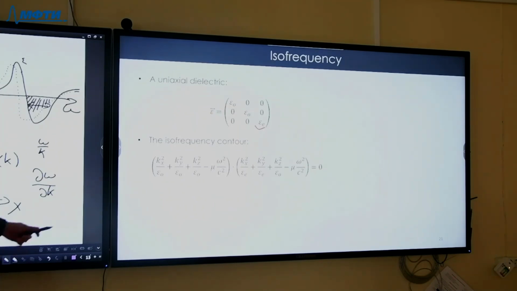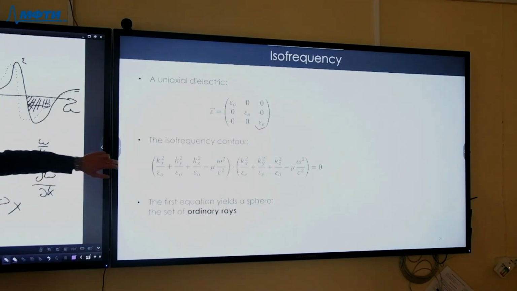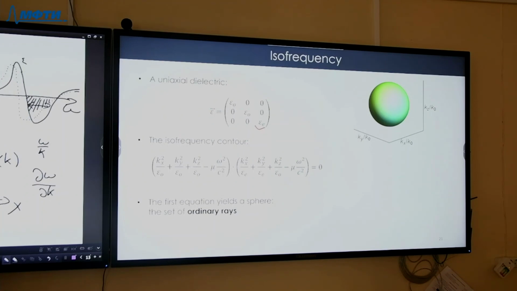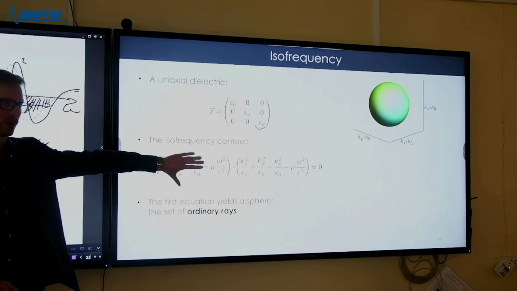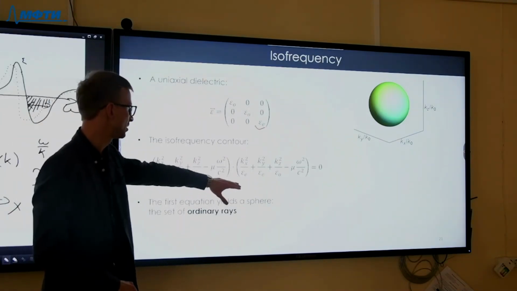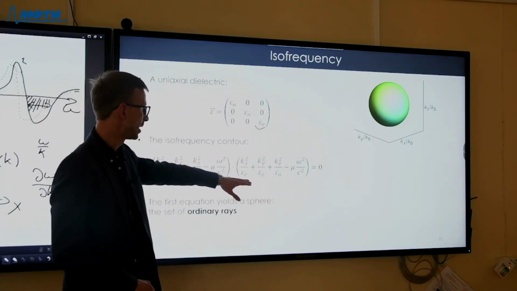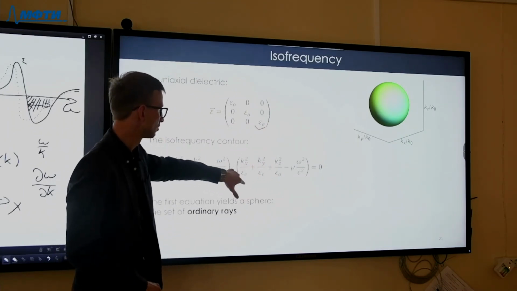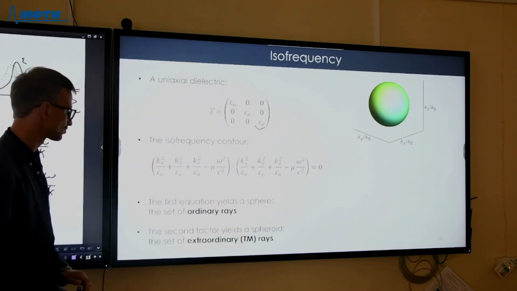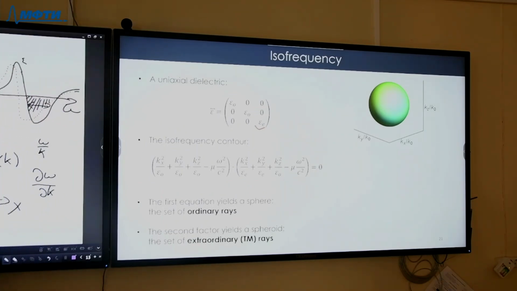The first sub-equation is really simple. This is just a sphere, just like in the case of an isotropic dielectric, and this sphere describes the set of ordinary rays. These are so-called ordinary waves, which propagate with the same wave vector in any direction of the anisotropic uniaxial medium. But then there is a second sub-equation, which is more interesting because here we have different epsilons in the denominator of these fractions. And the solution to this sub-equation is more interesting.